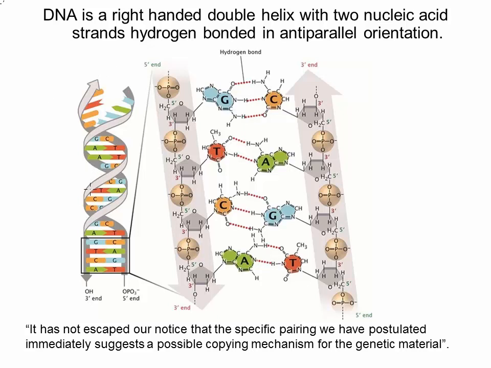If the helix was coiling up in an anti-clockwise or counterclockwise direction, in the direction of your thumb, then that would be a left-handed helix. So B-DNA is a right-handed helix made up of two strands, hydrogen bonded.